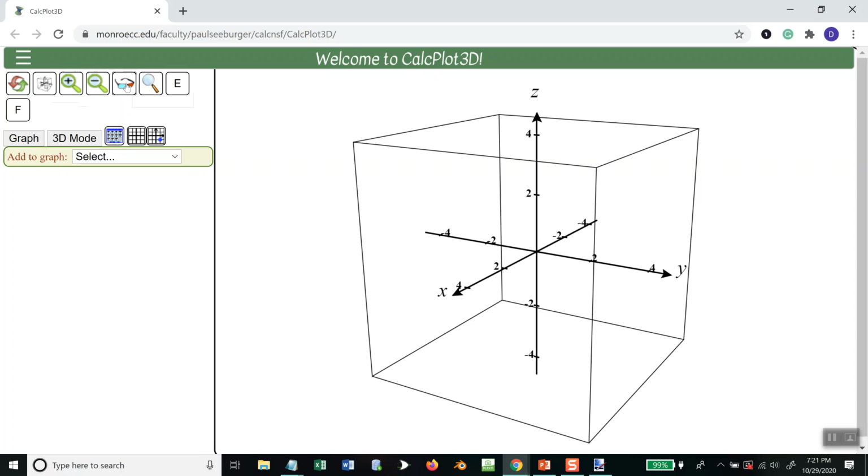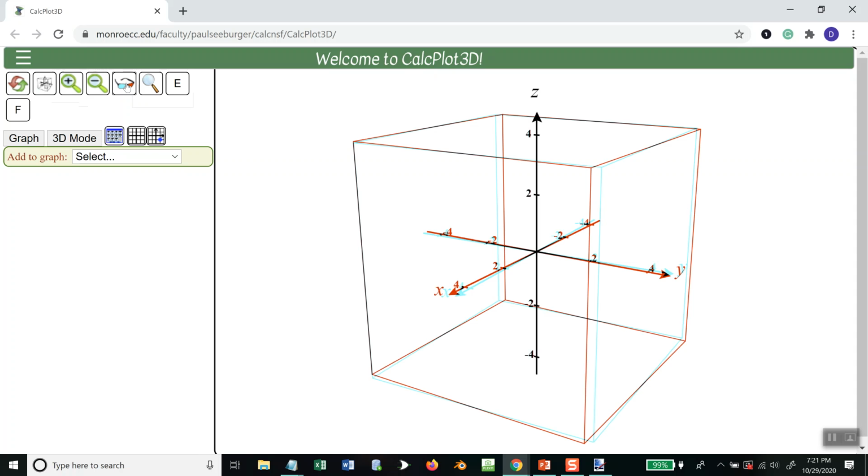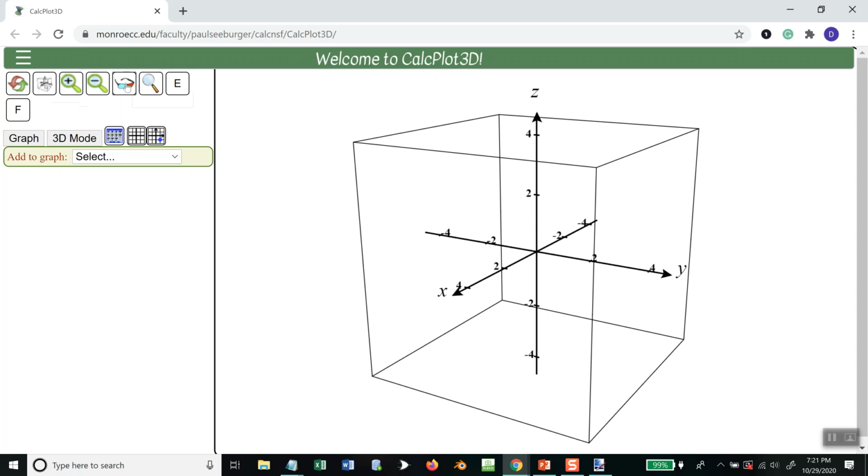Toggle 3D mode. I don't remember what this does. Looks 3D maybe? I don't know. Yeah. Toggle transparency. I don't see any difference. Must have to have a graph in order for that to work. And I have no clue what E is. I never use it.